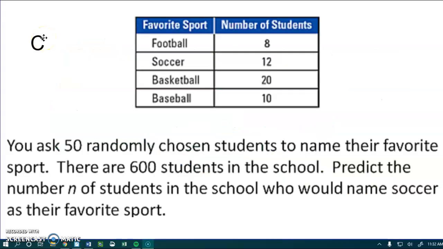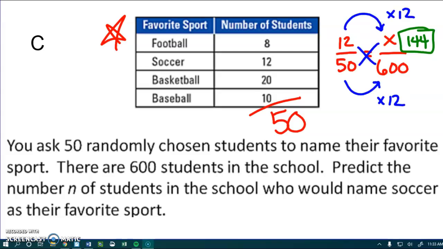And then, all right, here's question C. So you're going to need this chart. And then the question asks you 50, right? So this adds up to 50 students that you talk to. You ask them their favorite sport. If there are 600 students in this school, how many do you think like soccer the best? All right, so try this one, pause, work out your proportion, and then hit play when you're ready to check. So I had my proportion here for soccer, total, and I was looking for how many would like soccer. I found an easy arrow here. You could also cross multiply, but I got 144.